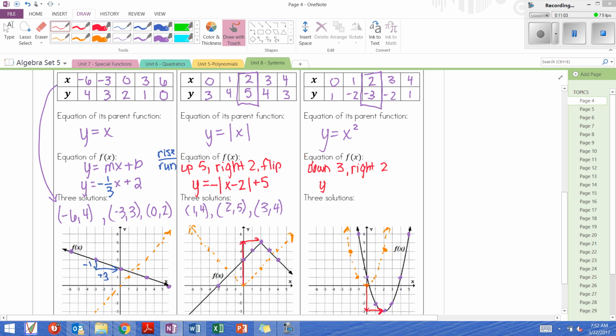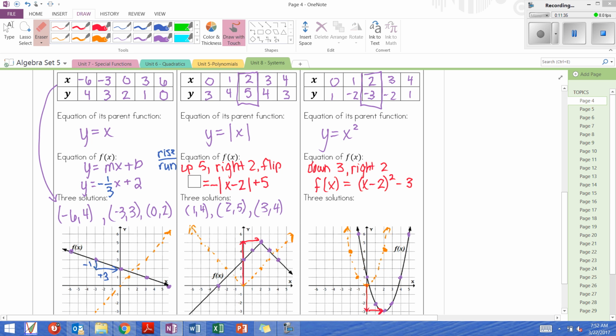I wrote y for all these. I've got to go back and change that. That should not be y. We want the equation of f of x. Shame on me for not catching that sooner. f of x is equal to, well, we usually start with x squared. However, we need to do a shift left and right. We had a shift of right 2, so that would be x minus 2 inside the parentheses, and down 3 would be minus 3.